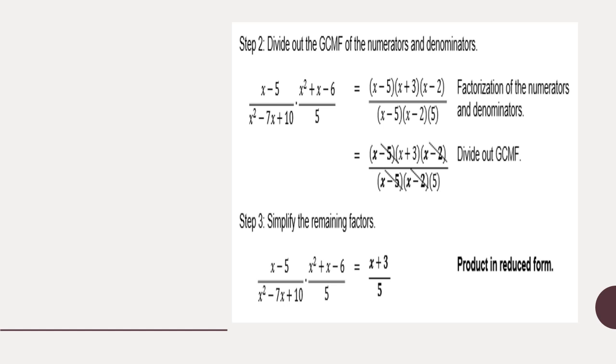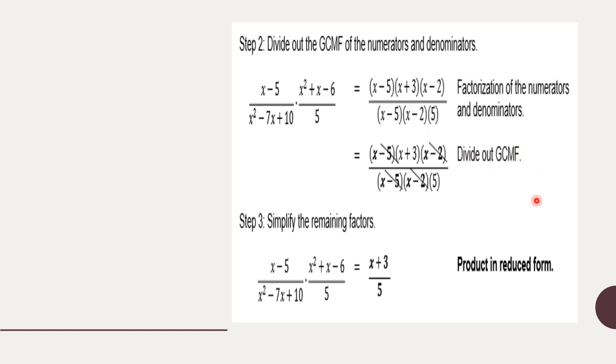Step 2, divide out the GCMF of the numerator and denominator. So we factor the numerator and denominator. In the numerator, we have x minus 5 times x plus 3 times x minus 2. In the denominator, we have x minus 5 times x minus 2 times 5.